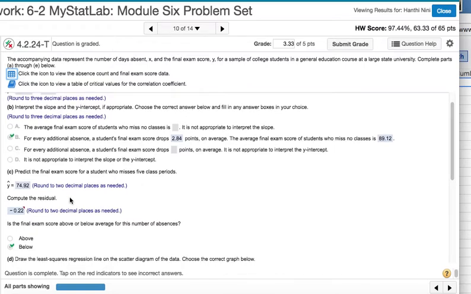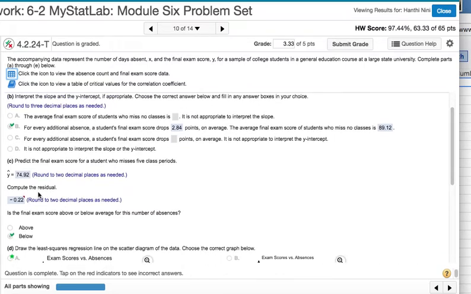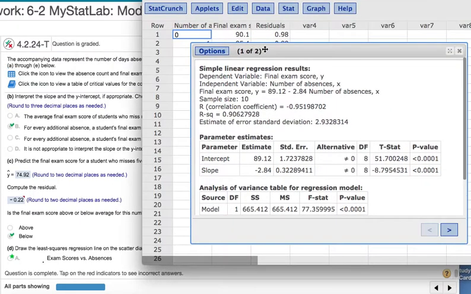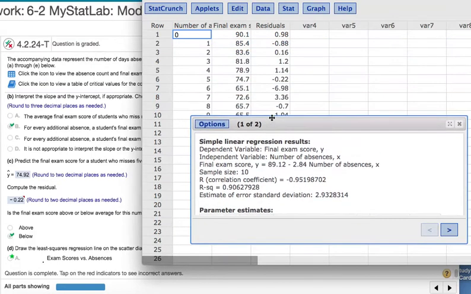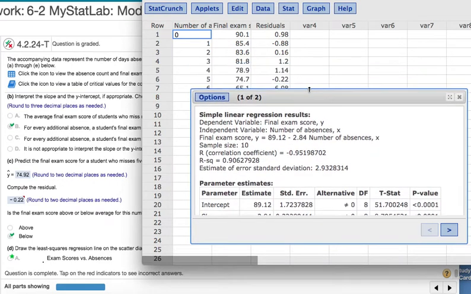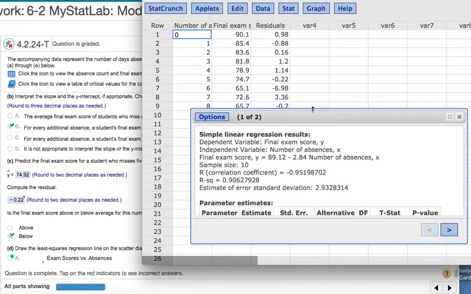That's the prediction for a student who misses 5 class periods. So it's like the average. And then we're asked to compute the residual. So in StatCrunch, I have this column for the residuals. And if they're absent 5 times, then it would be negative 0.22.